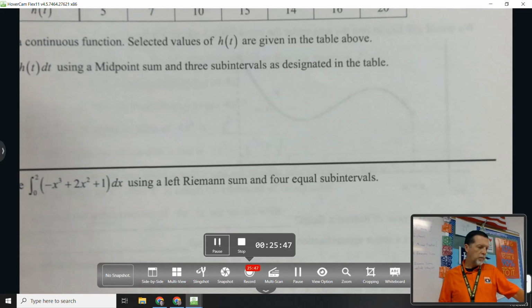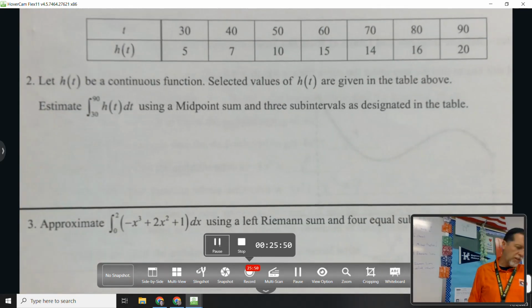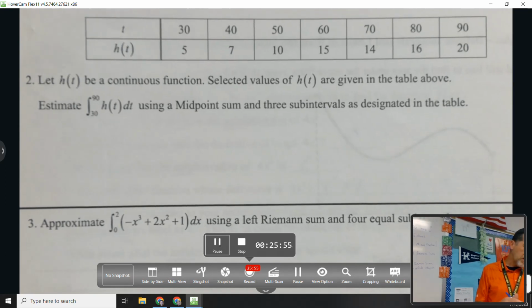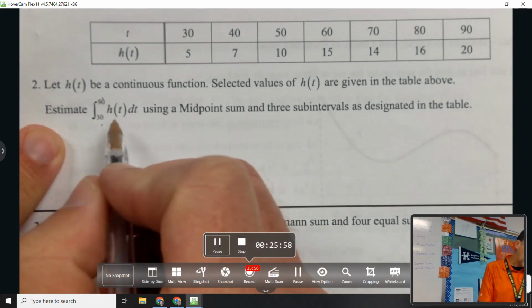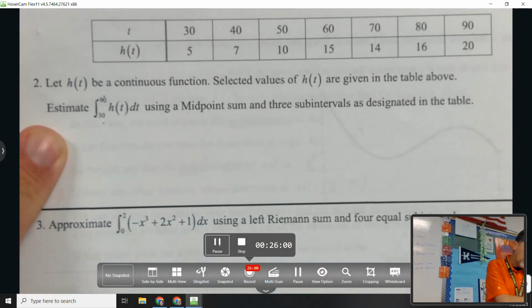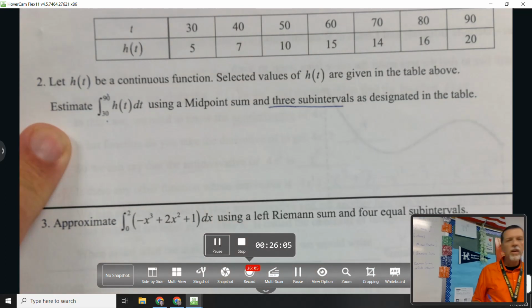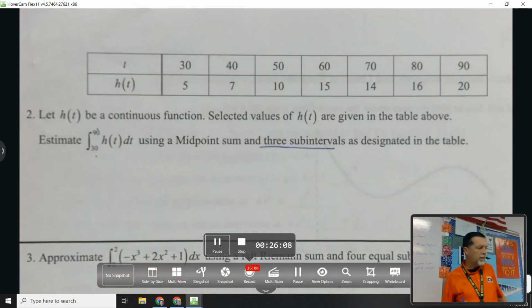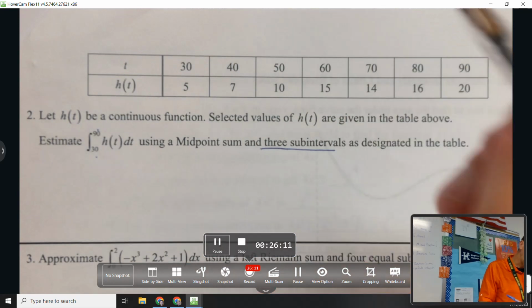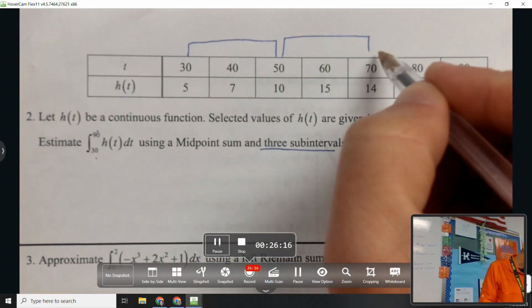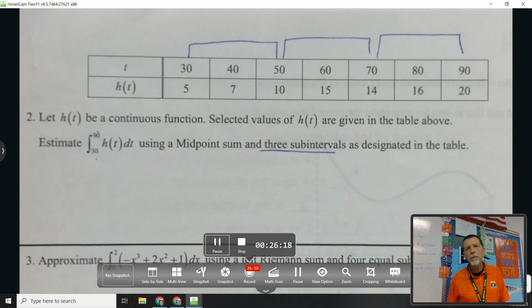Number 2. Let h be a continuous function. Selected values of h of t are given in the table above. Estimate from 30 to 90 the area under the curve using a midpoint sum and 3 subintervals. Okay, let's be careful. I want 3 subintervals. So that means I need to skip over one. So I'll go from 30 to 50, 50 to 70, 70 to 90. That gets me 3 subintervals.